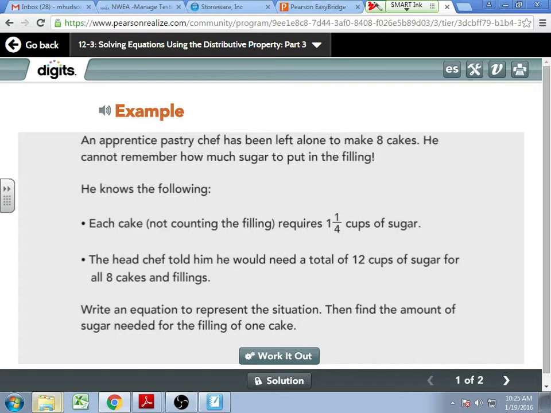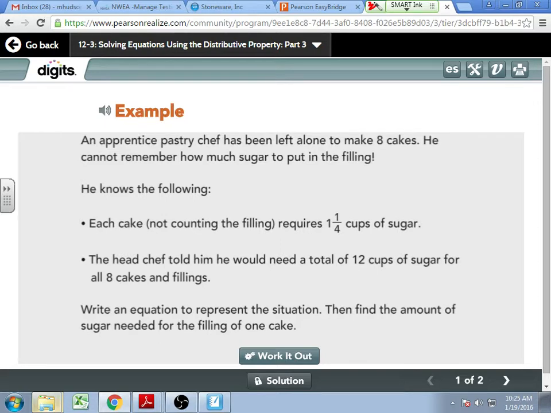All right, you've got your details listed. Each cake, not counting filling, like icing, requires 1 1/4 cups of sugar. The head chef told me he's going to need to make 8 cakes and fillings, and we'll need in total 12 cups of sugar. So we need to write an equation that can represent this.